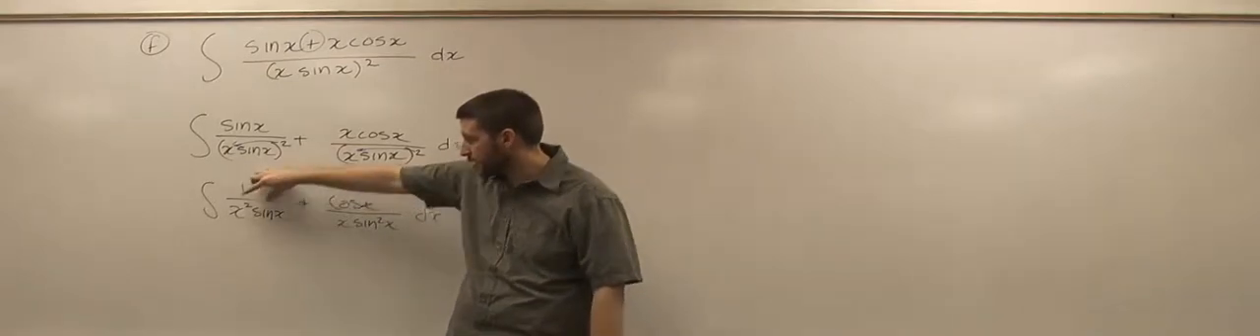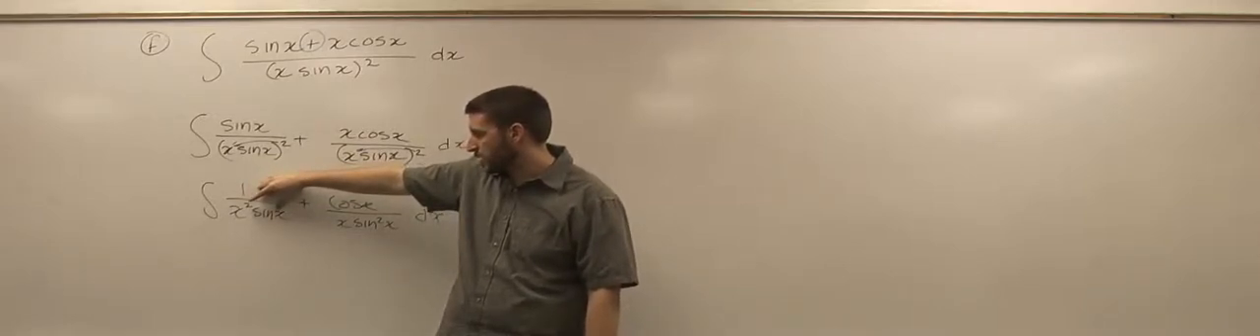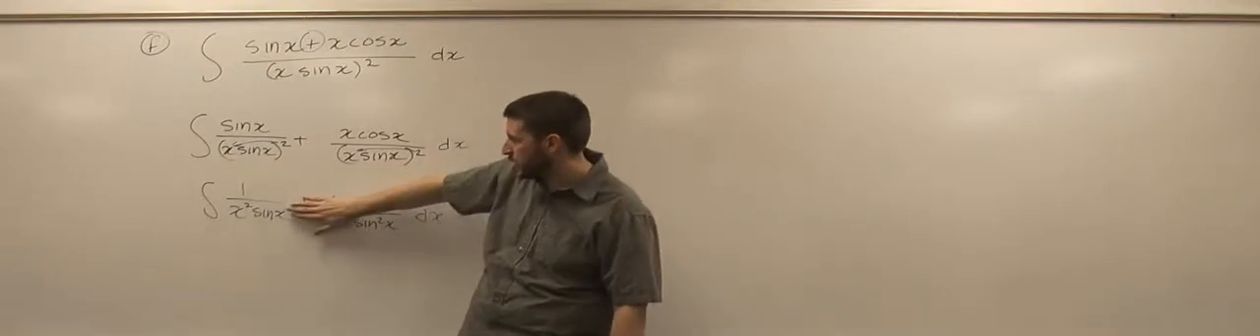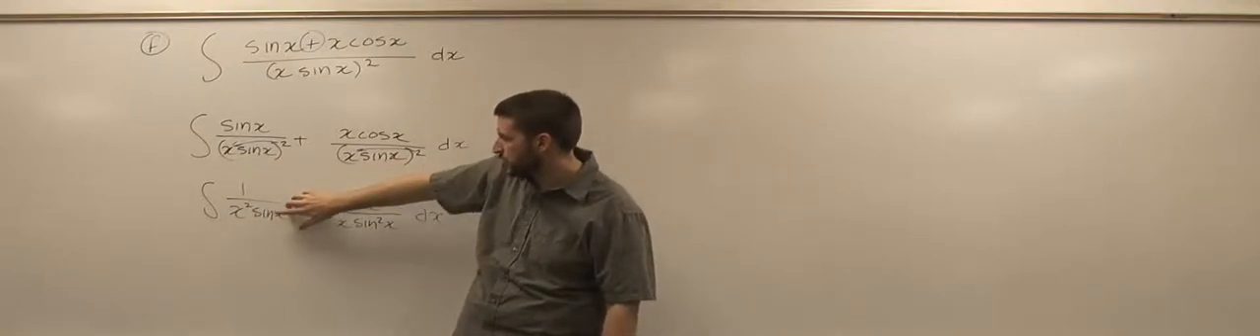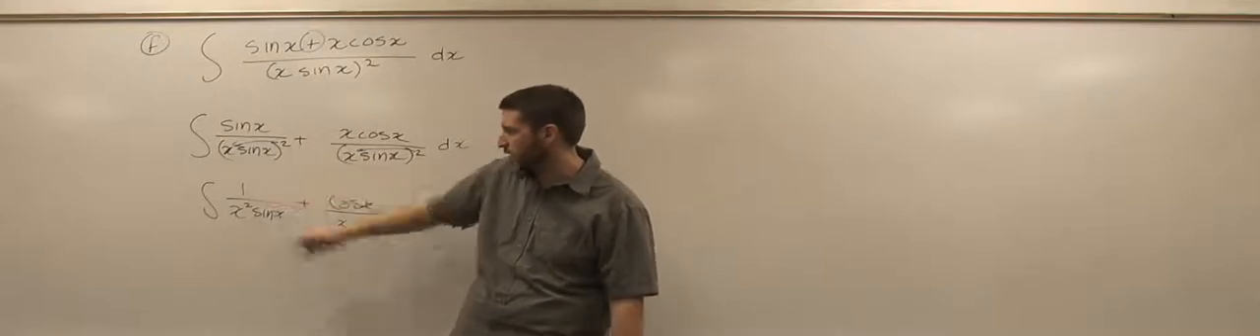Because this is a product and this is an x squared times a sine x and we don't have a product rule for integrals. And I can't do any u substitution on this first one because there's no inside function and no derivative of the inside function.